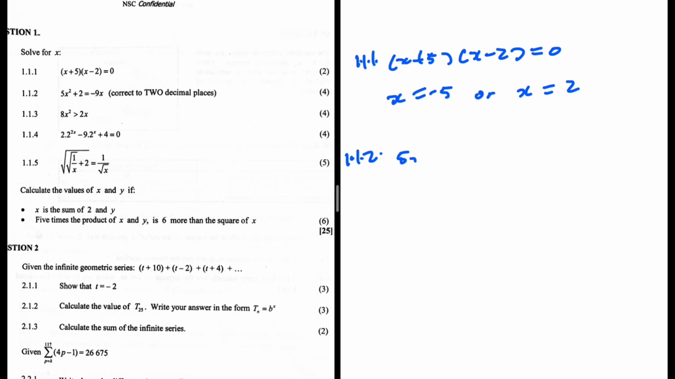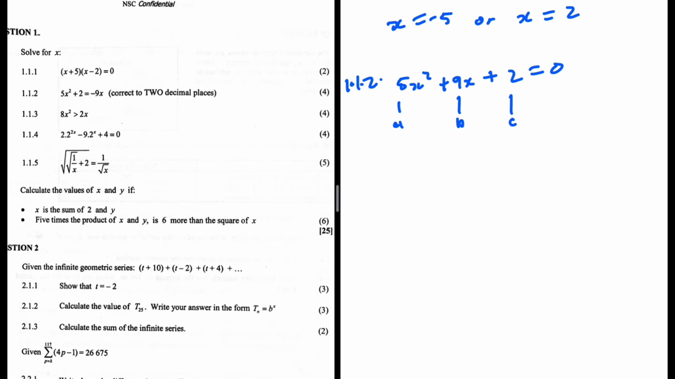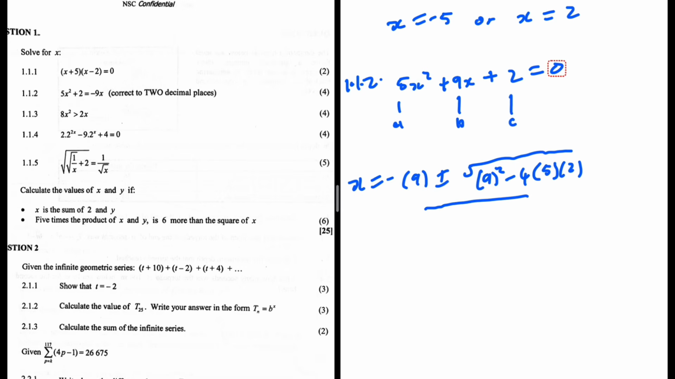So already we are expecting to use the quadratic formula. 5x squared plus 9x plus 2 is equal to 0. We have the value of a, the value of b, and the value of c, so we can go ahead and use the quadratic formula. That is to say, x is equal to minus b, which is 9, plus or minus the square root of b squared, so 9 squared, minus 4, a is 5, c is 2, everything divided by 2a, of which a is 5. So x is equal to minus 0.26, or x is equal to minus 1.54.